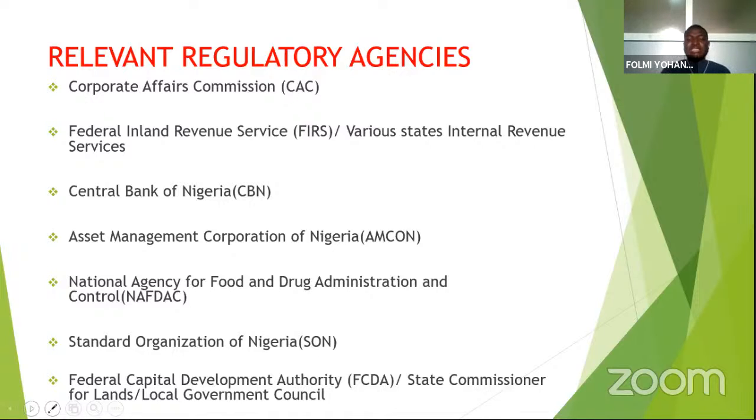Then we have the Standard Organization of Nigeria. We'll also look at that subsequently in detail. Then we have the Federal Capital Development Authority, or the State Commissioner for Lands and Local Government Council. So when you are into a business that has to do with land, definitely you need to approach the appropriate, designated authority for the purpose of obtaining your certificate of occupancy to occupy a land to carry out your business. If you are in Abuja, you know you need to approach the Federal Capital Development Authority and the rest. If you're in other states, you know the right agencies you need to approach.